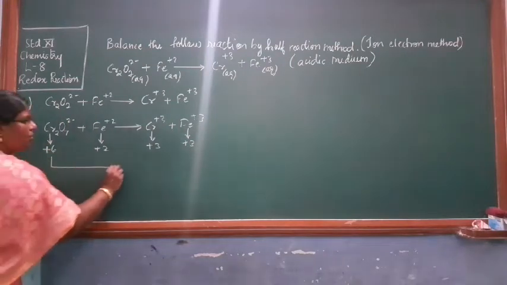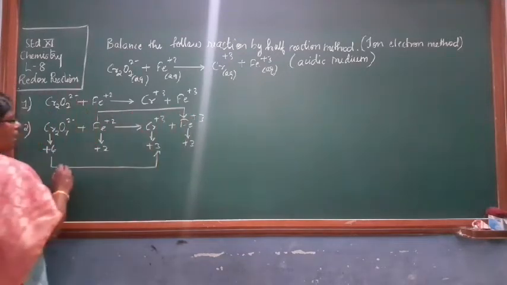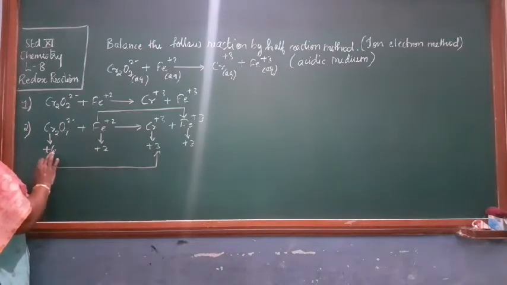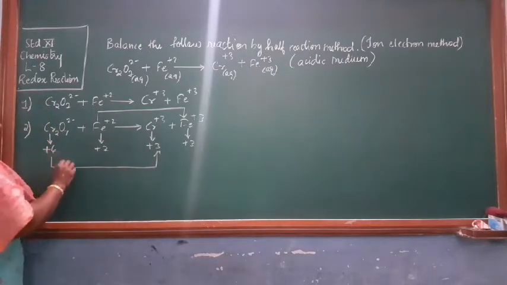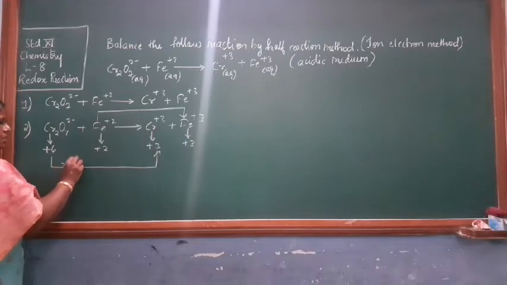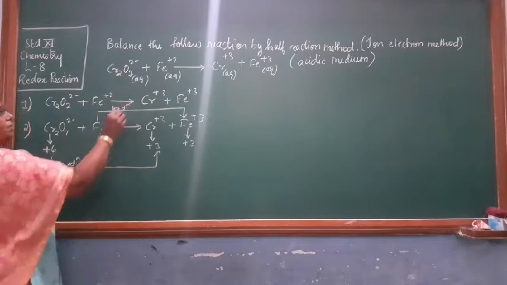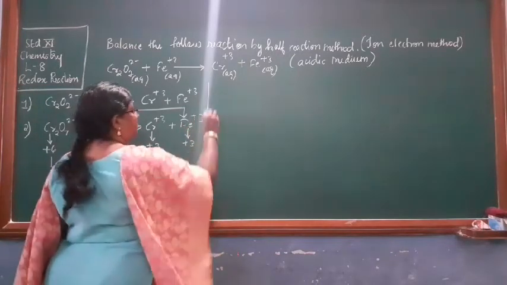Identify which is undergoing oxidation and which is undergoing reduction. That also you have to identify. So, we observe here that 6 is going to 3 oxidation state for chromium. So, this is your reduction process and this particular is your oxidation process. So we have got our reduction reaction and our oxidation reaction. Our next step is to separate them. So let me separate them.